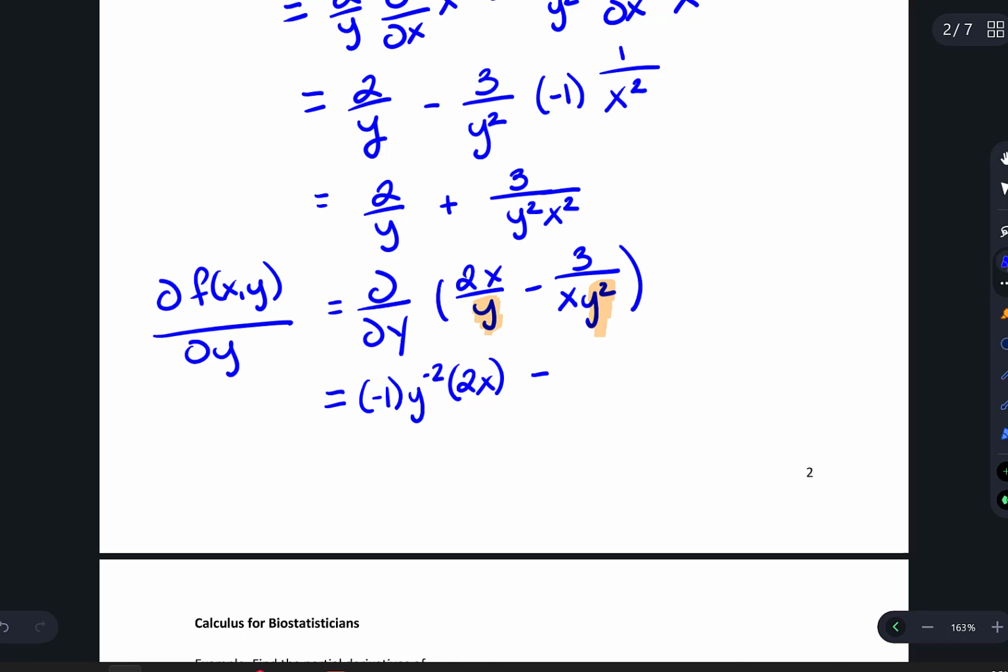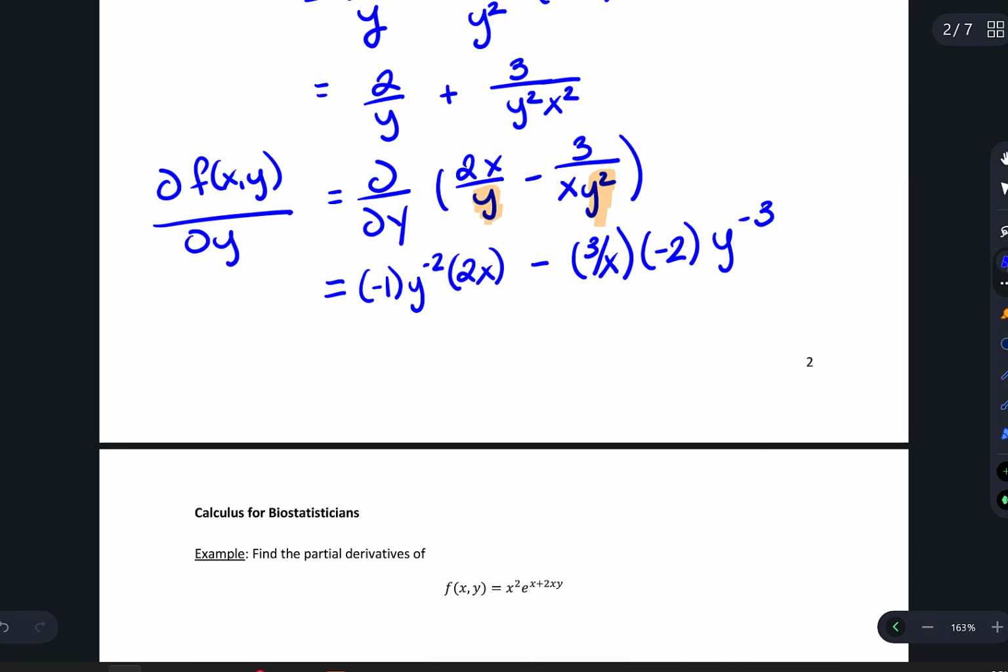Looking at my second term, my constant piece is going to be 3 divided by x. And then here I really have y to the minus 2, so again using my power rule, I'm going to have minus 2 times y to the negative 3. And so notice this is equal to 2x over y squared plus 6 over xy cubed.